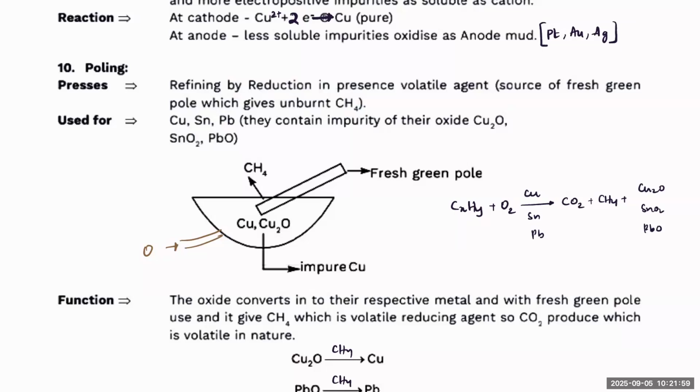They all contain impurities of their oxides themselves. Copper might have some impurity because while extracting the copper, you might still have copper matte. In copper matte, again, you'll have some amount of Cu2S, which will still convert into Cu2O. So this kind of impurity will be there. Same is the case with tin and lead. The fresh green pole is the bamboo.